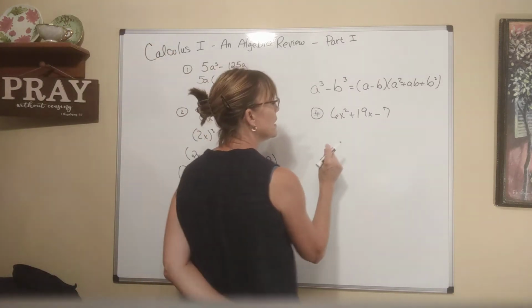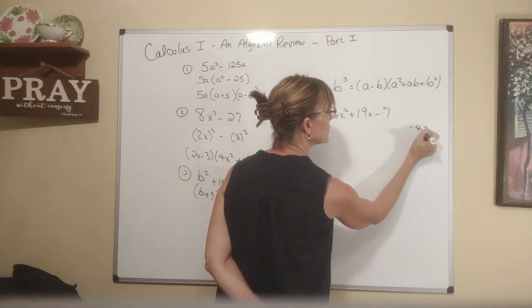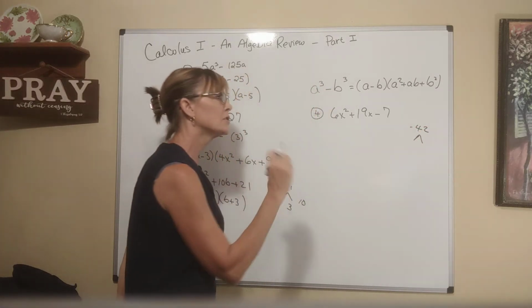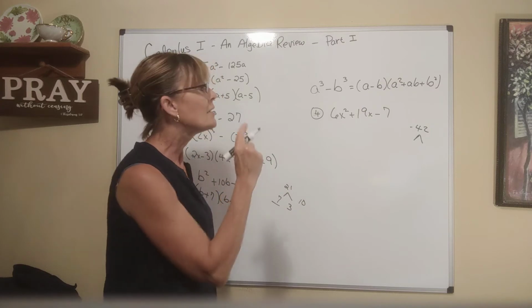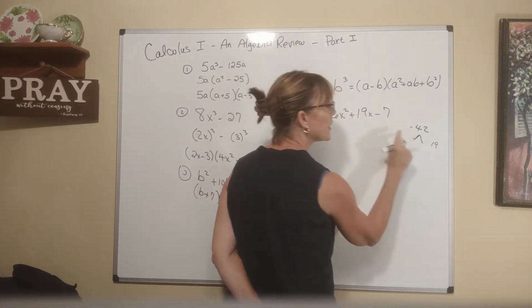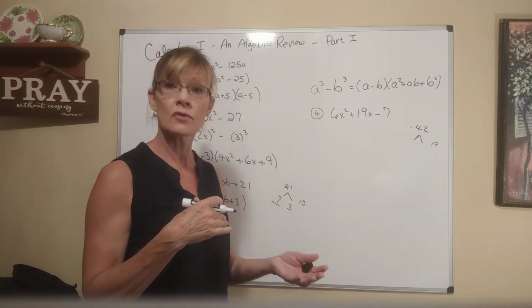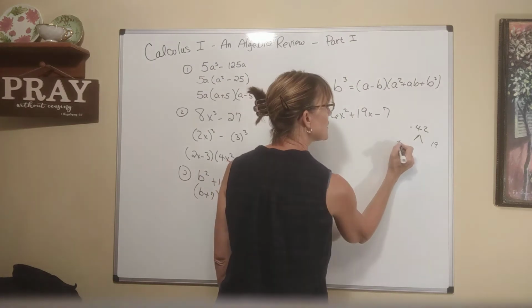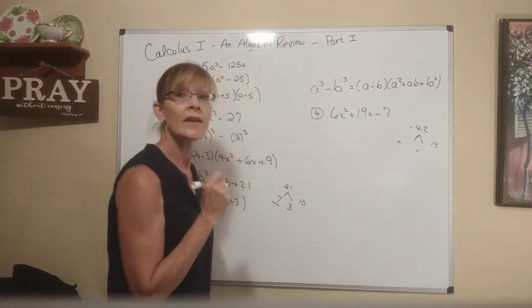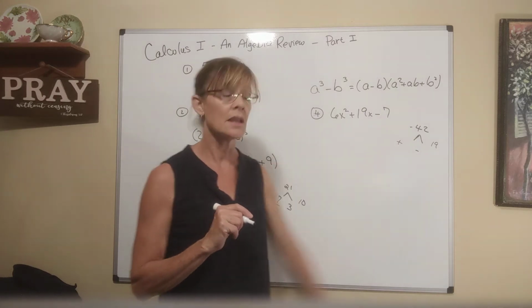So what we do here is you take a times c, 6 times negative 7, which is negative 42. You want to see if you can come up with 2 factors of negative 42 that will add up to be 19. Well, the only way you multiply 2 numbers and you get a negative is a positive times a negative, or vice versa. So one of these will be positive and one of these will be negative. And the bigger number will be positive because when I add these, it needs to be 19.